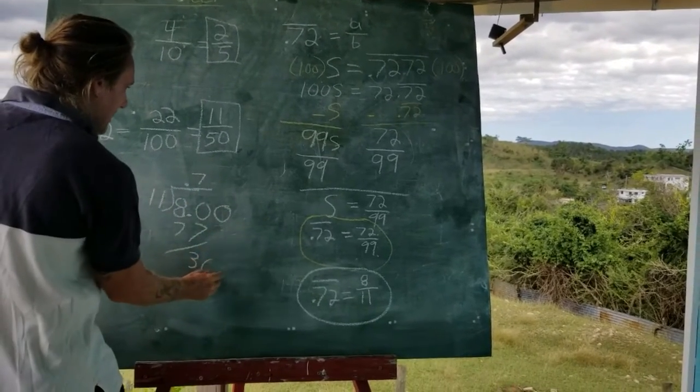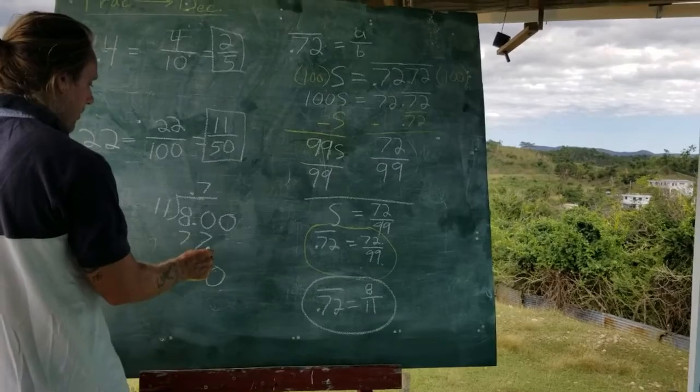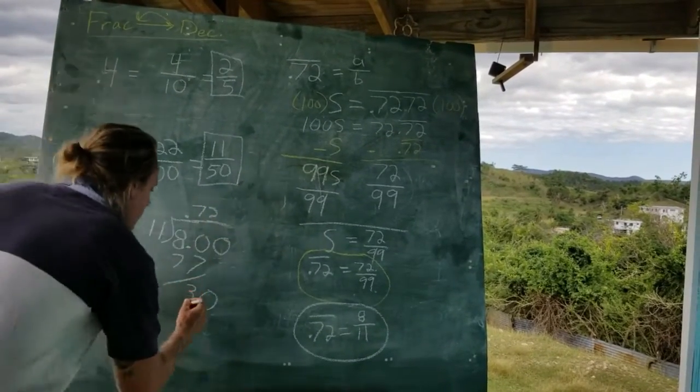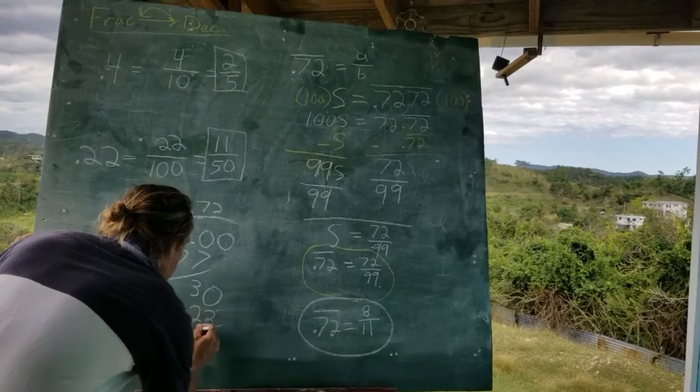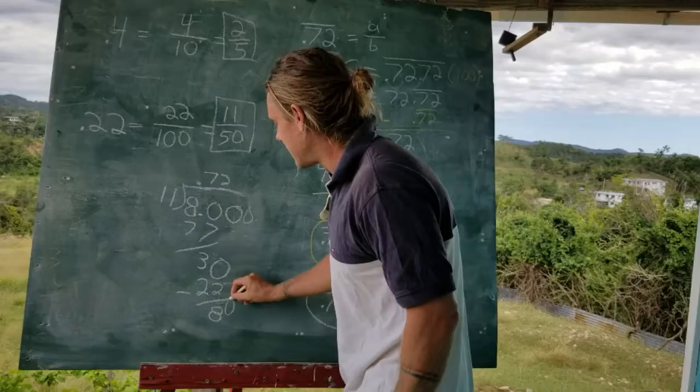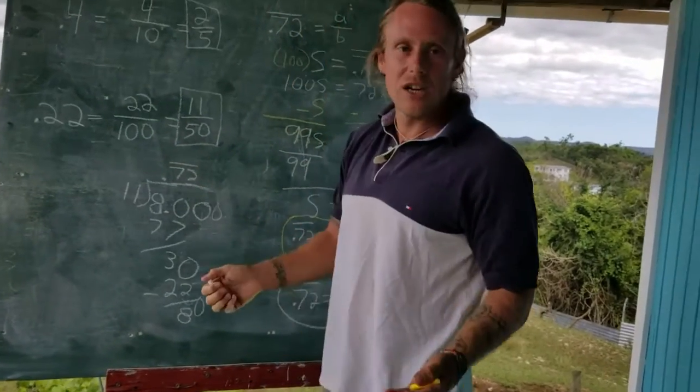0 comes down. How many times does 11 go into 30? Well, twice without going over. Hey, that's looking good so far. 2 times 11 is 22. 8. All right, we see immediately that this process is going to go on forever. We checked our work. We're good.